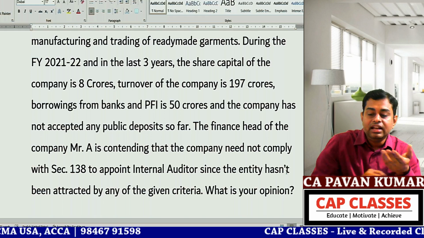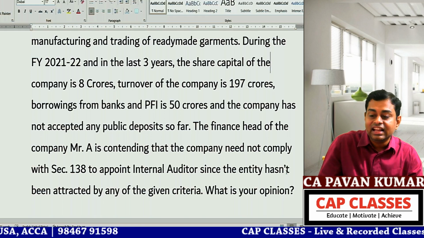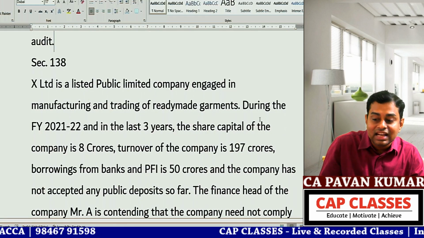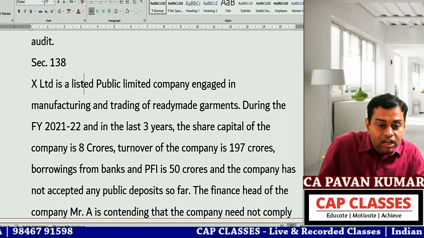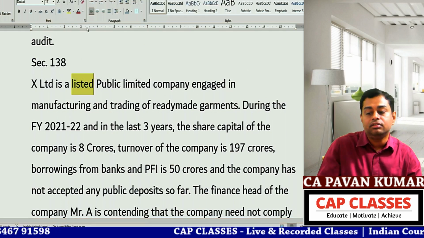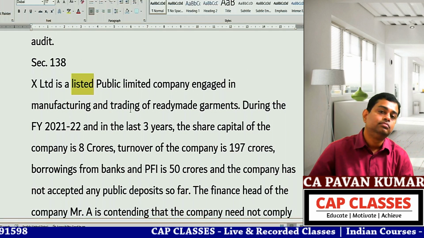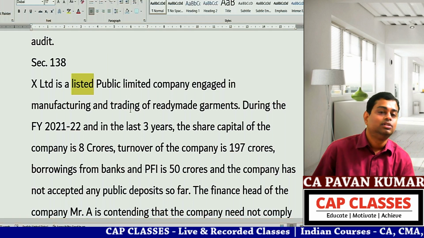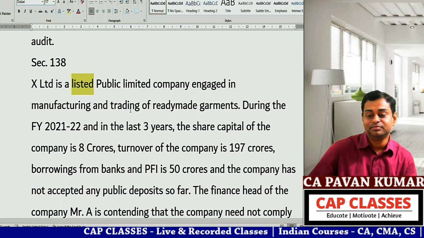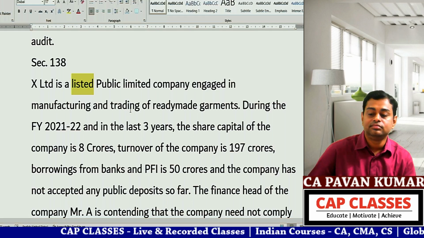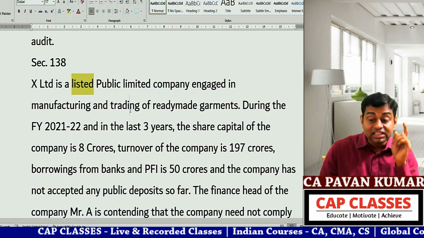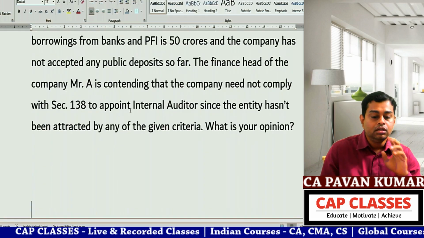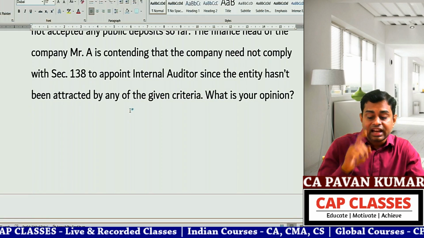Limited company. One person is saying agree in the chat box. Ray, this is a listed company. Listed company. Bold. You should be very careful. ICAI. So for a listed company there is no criteria. So you should write the answer like this.